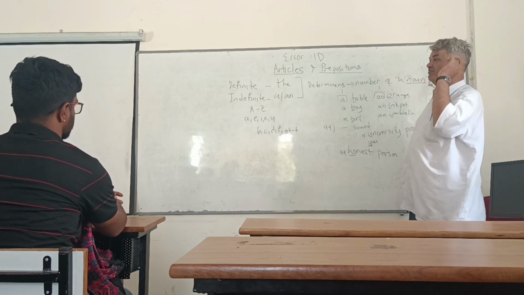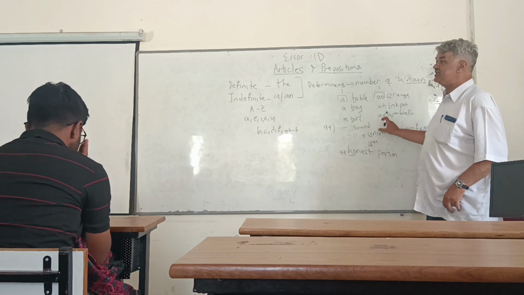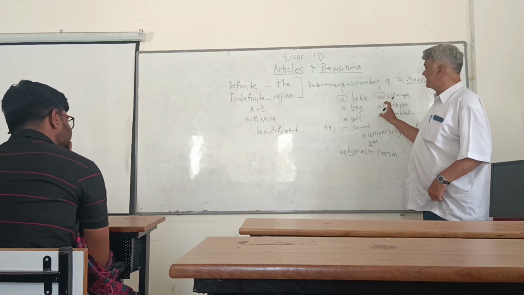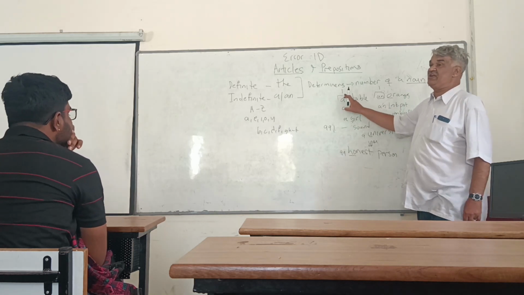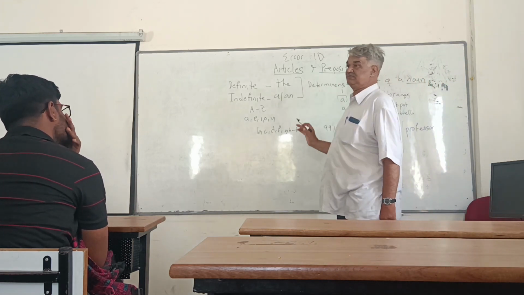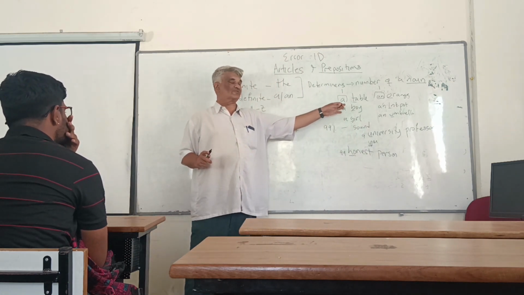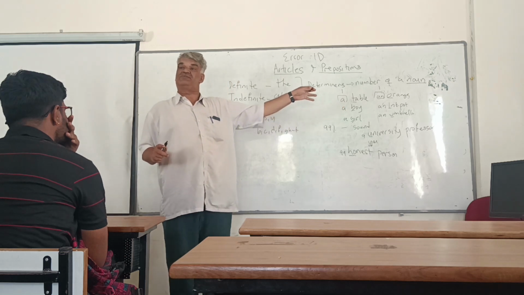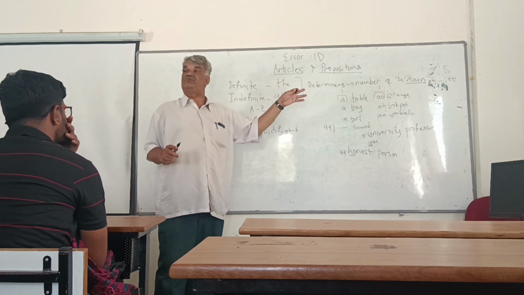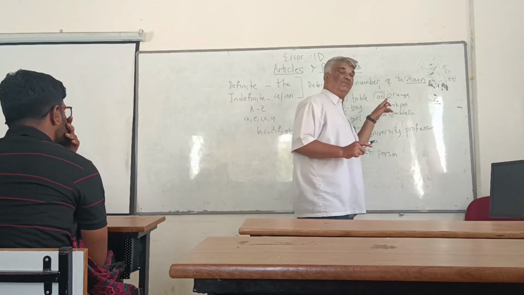Now I'll sum it up, okay? "A" or "an" are used before singular common nouns to indicate one, right? And the remaining rule also: "a" is used before words that begin with a consonant sound, and "an" is used before words that begin with a vowel sound.